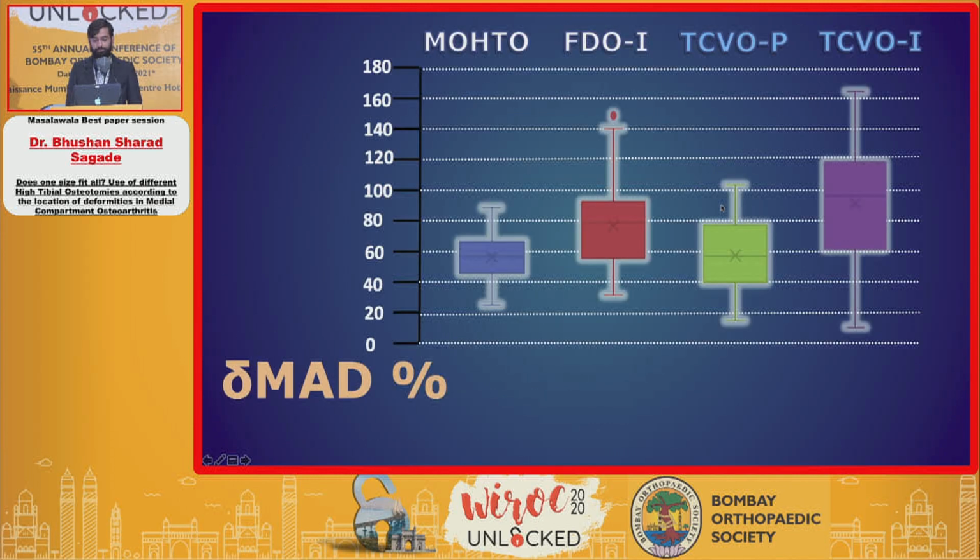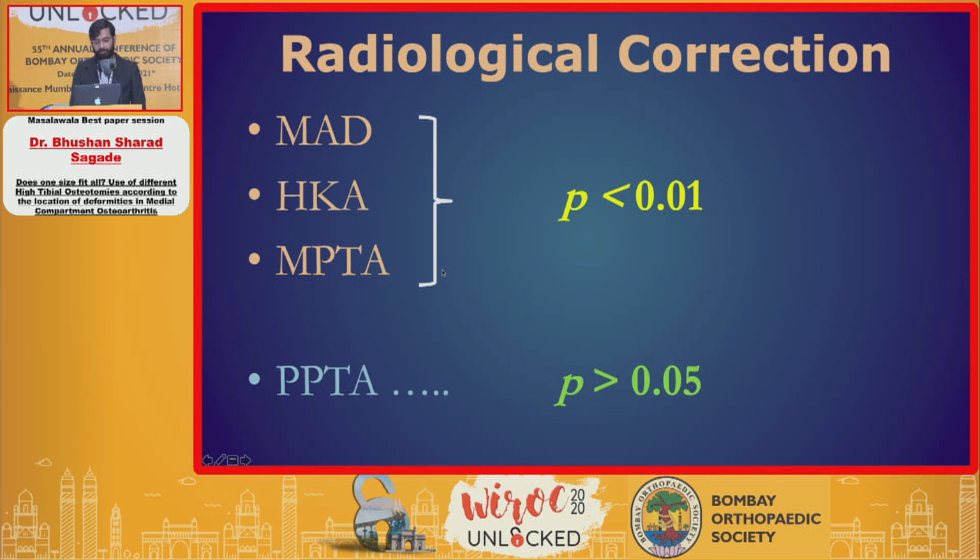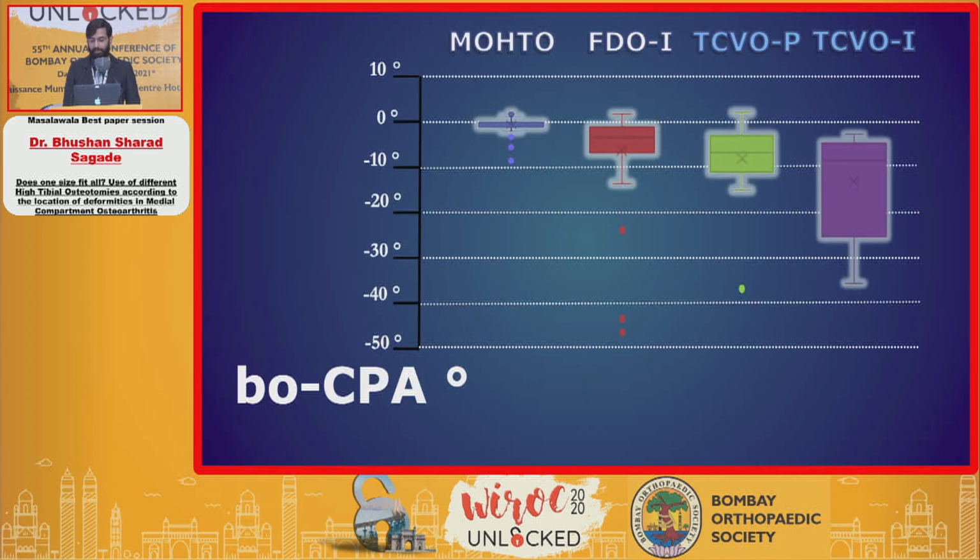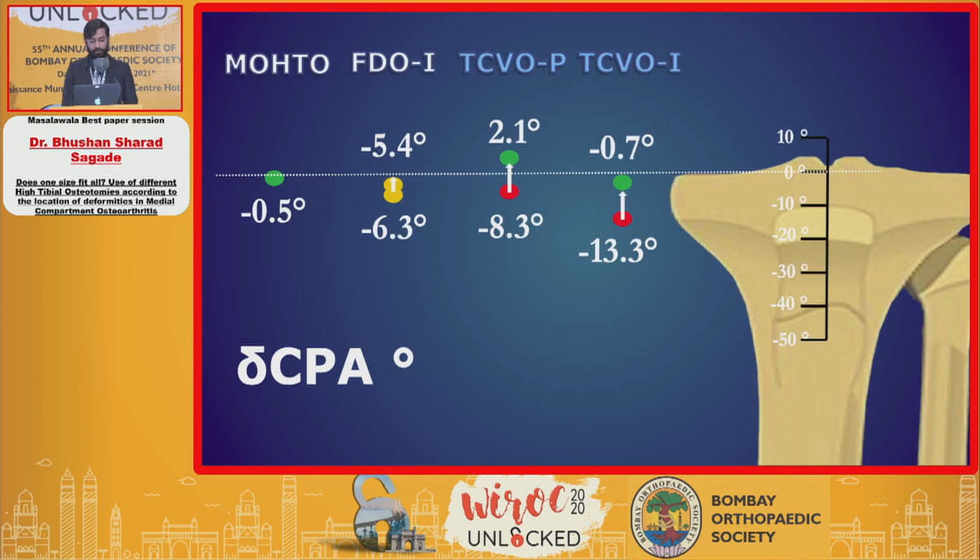The range of correction of mechanical axis deviation was the maximum in TCVO-I, followed by FDO-I, then the TCVOP, and least in MO-HTO. There was a statistically significant improvement in MAD, HKA, and MPTA after surgery, while the PPTA remained unchanged, indicating that there was no inadvertent alteration of the tibial slope. The knees with the highest condylar plateau angle were treated with the TCVO-I. The CPA was unchanged in the extra-articular osteotomies, while it improved significantly in the intra-articular group.